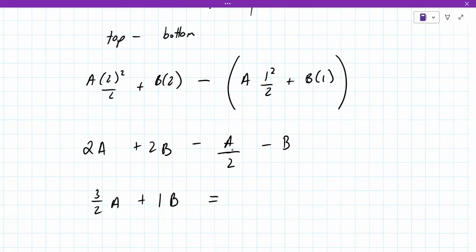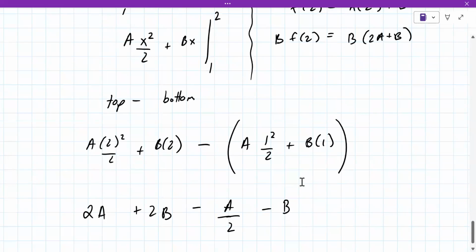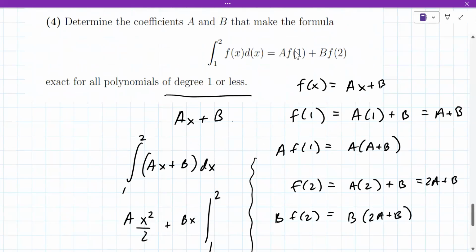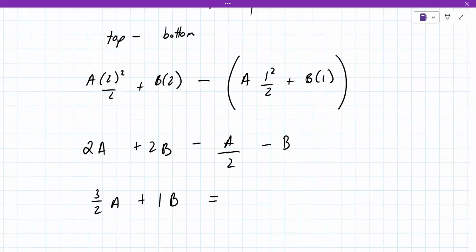And that's supposed to equal A f of 1, A times A plus b, B times 2A plus b. That's where this is a little bit weird. Let me check the solution. Sorry, I should have done that from the beginning.